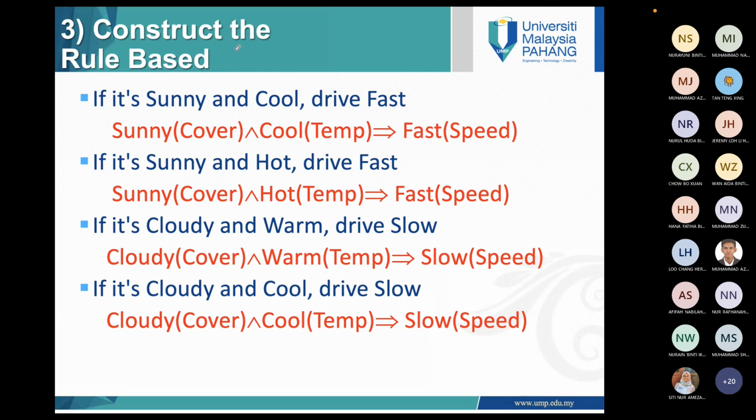Okay, third step is we construct the rule base. So if it's sunny and cool, drive fast. If it's sunny and hot, drive fast. If it's cloudy and warm, drive slow. You can come up with as many rules as you want based on the given questions.